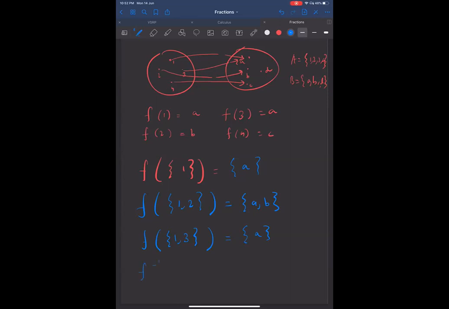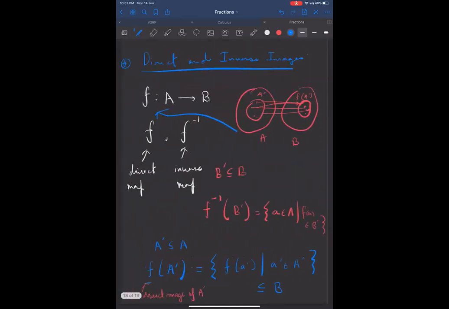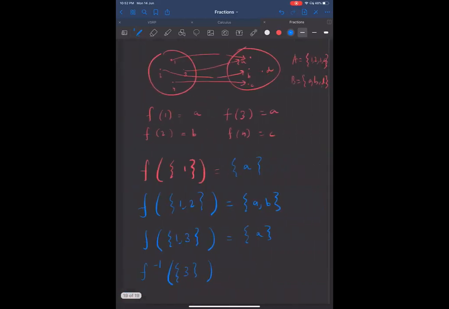So now, what is this? It doesn't exist? It always exists. That's the beauty of direct and inverse images. They always exist, doesn't matter what. So try to think of the definition of f inverse of B'. If B' is a subset of B, f inverse of B' is all the elements in A such that f(a) is in this subset of B. Intuitively, f inverse of B' is all the elements here which map inside this subset of B.